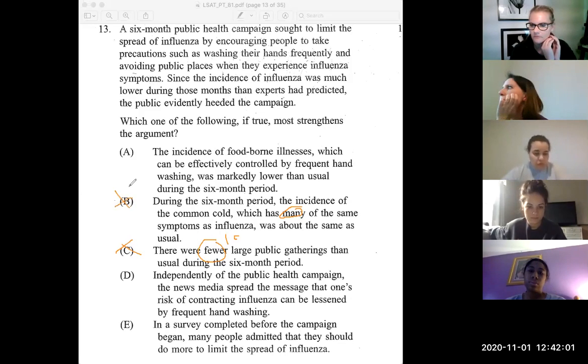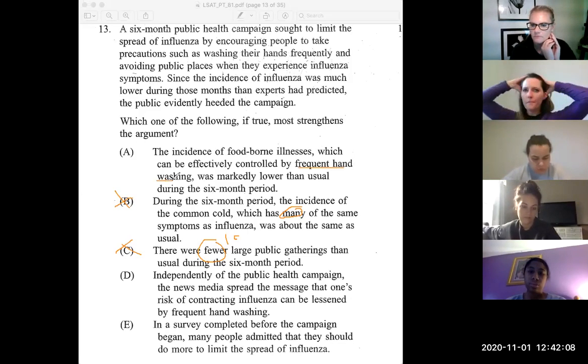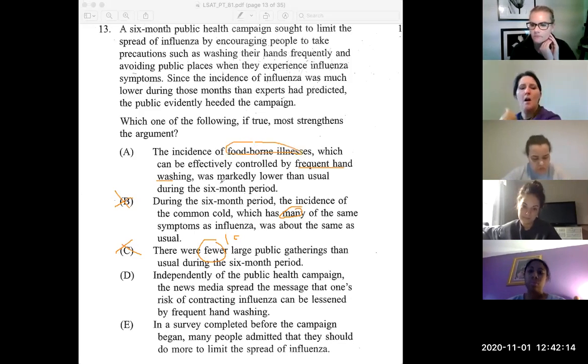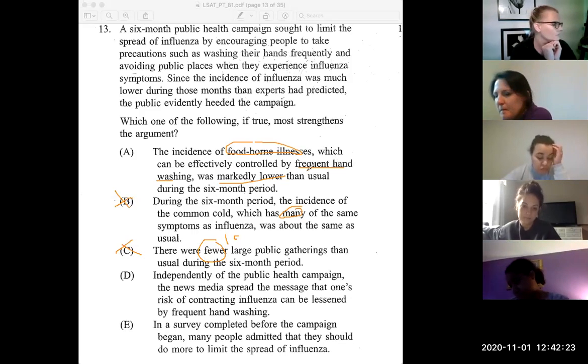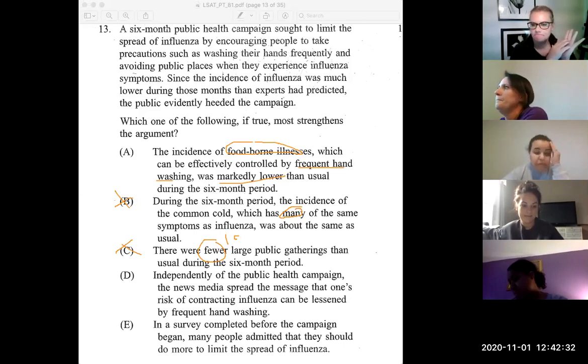And then A, the incidence of foodborne illnesses, which can be effectively controlled. This is what I love. You can also control this by frequent hand washing, was markedly lower than usual during the 6-month period. So we have two things that were markedly lower that can be controlled by this one thing. And so at least it strengthens the idea that hand washing is the cause of both of them. Do we like that explanation? Yes. Awesome.